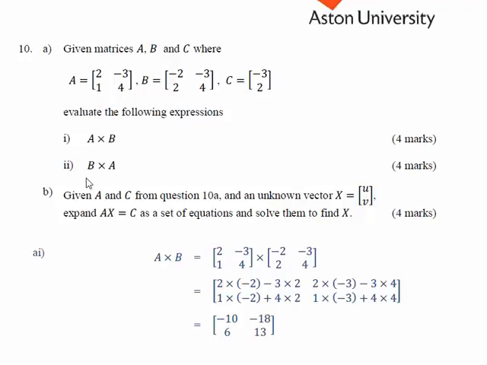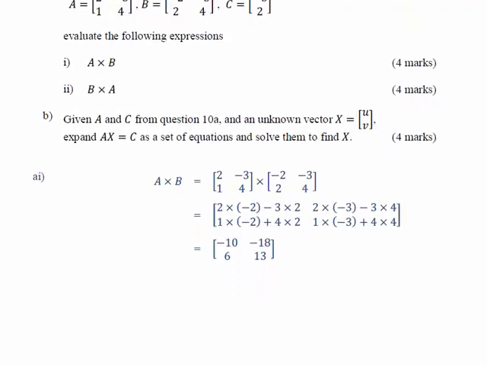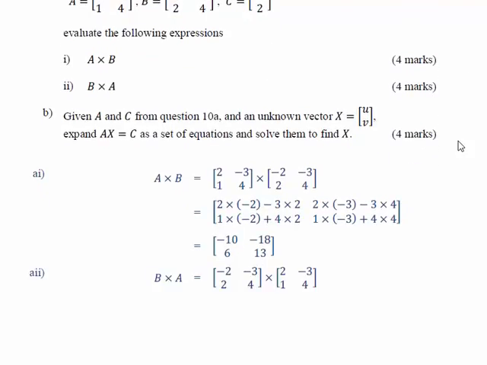Part 2, B times A. The technique is the same, but the matrices are in the opposite order. So this time we've got B, which is minus 2, minus 3, 2, 4, times A. So imagine putting the 2 and the 1 over the top here. So you're going to get minus 2 times 2, minus 3 times 1. And 2 times 2 plus 4 times 1.